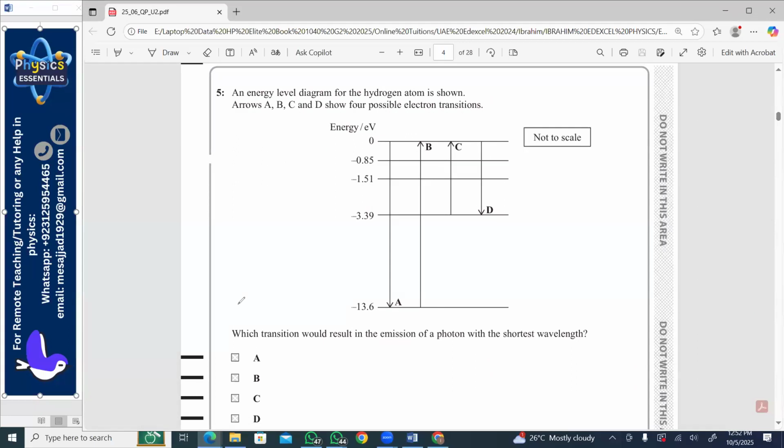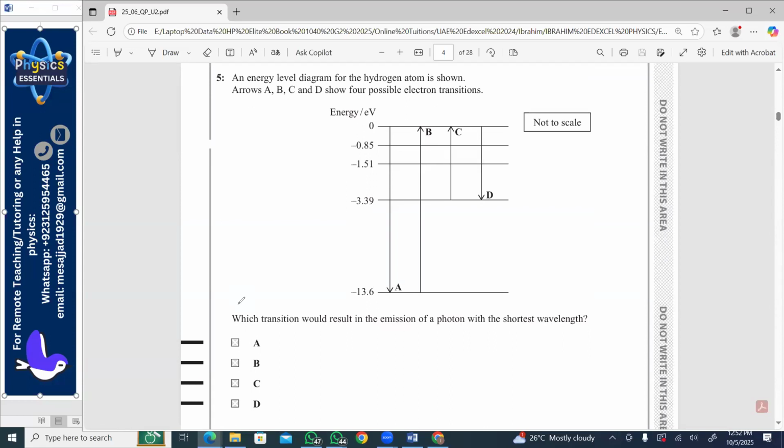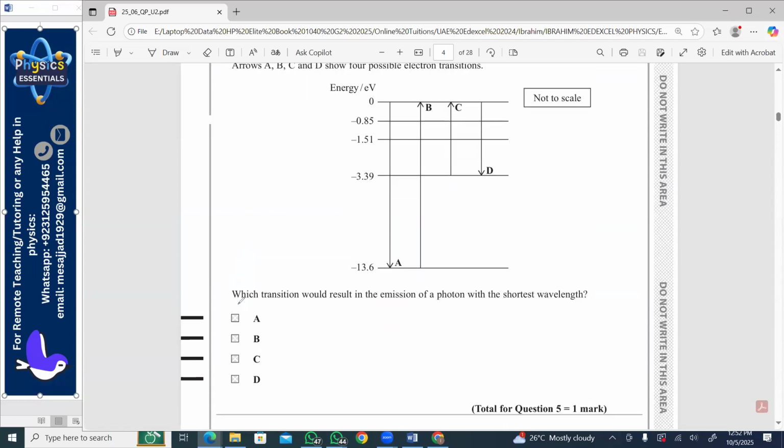An energy level diagram for the hydrogen atom is shown. Arrows A, B, C, D show 4 possible electron transitions. Which transition would result in the emission of a photon with a shorter wavelength? Okay.